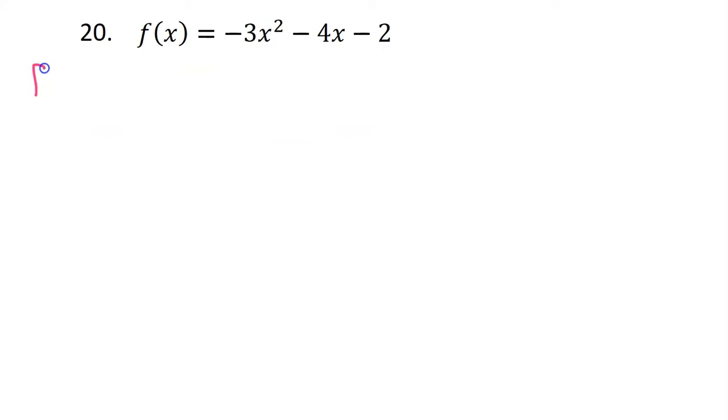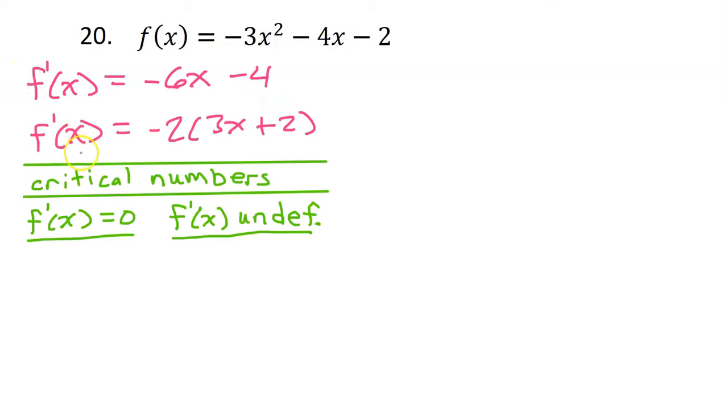Let's go ahead and find the first derivative. So f prime equals, doing the power rule, negative 6x minus 4. In factored form, f prime is negative 2 times (3x plus 2). Now we can find the critical numbers. These are the values that cause f prime to either equal 0 or be undefined. But f prime is a polynomial, so there are no values that will cause it to be undefined. We can forget about that aspect of it.